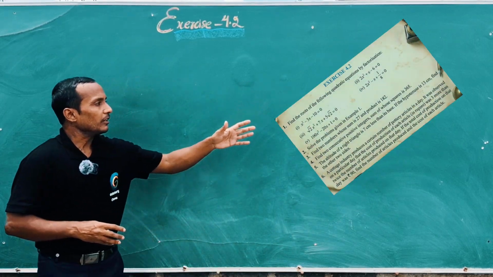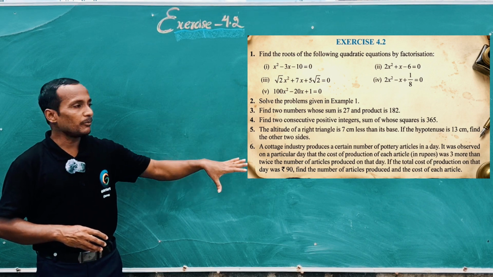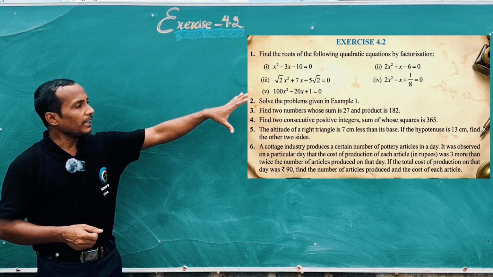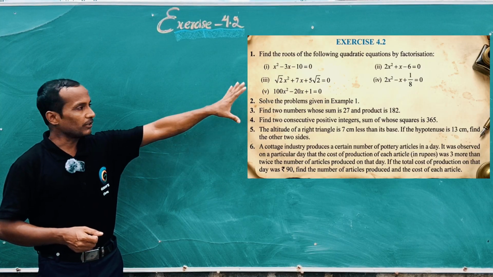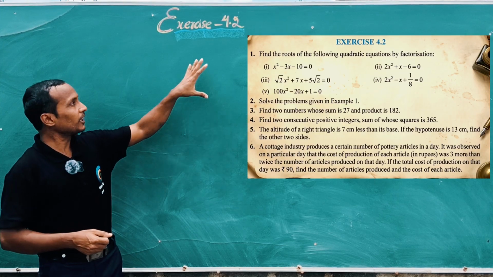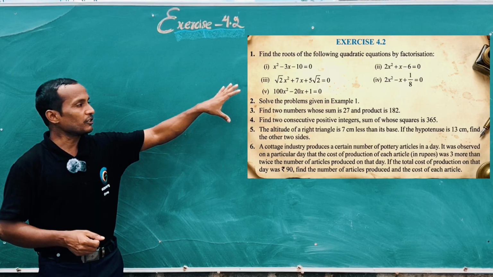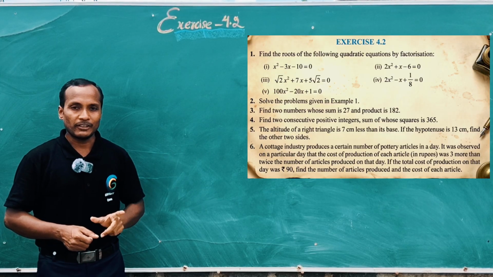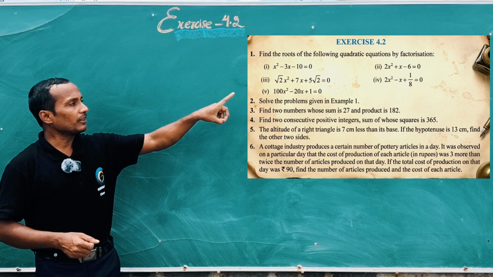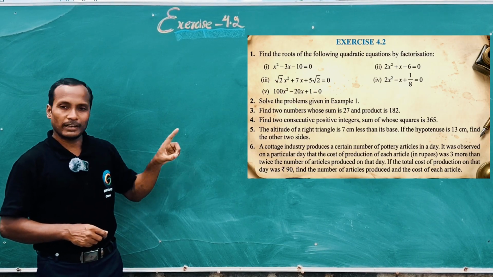You can see on screen question number 2 to 6. All the numbers are word problems, numericals. You have to understand all those situations and then frame a quadratic equation for the situations and then solve by the method of factorization, because exercise 4.2 specifically deals with factorization method. So we will be solving the questions using factorization method. That's it. Question number 2 telling you solve the questions given in example number 1. So we shall do this question number 2 at the end of the exercise.